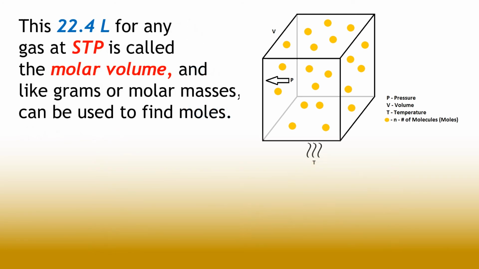That volume is called the molar volume, and we can use it as a conversion factor. And notice, just like we just memorized 6.02 times 10 to the 23rd to move from moles to molecules, now we're just going to memorize 22.4 liters to move from moles to liters. We'll use the same conversion factor over and over again.